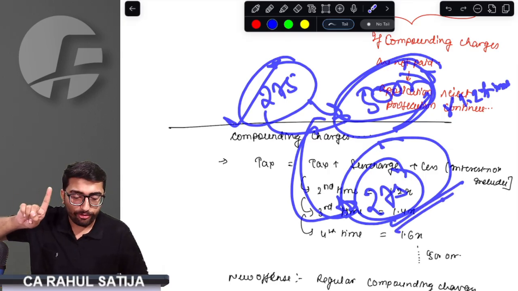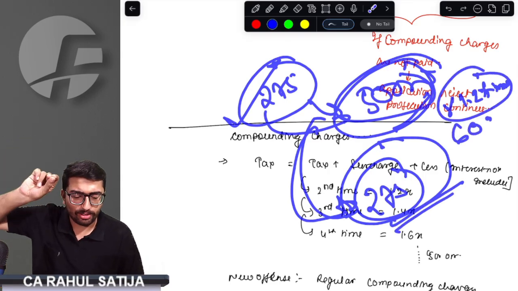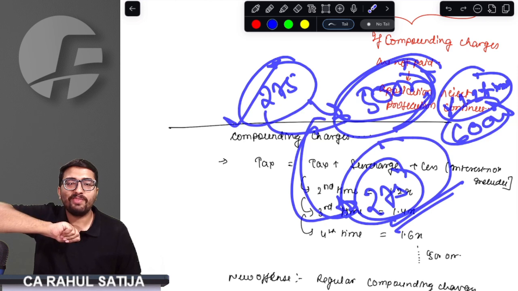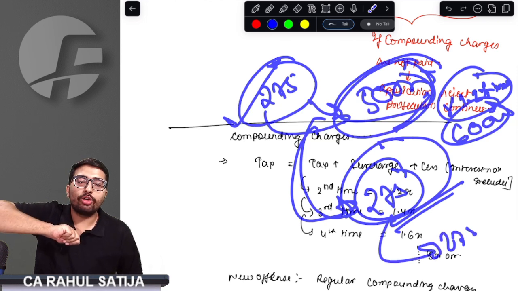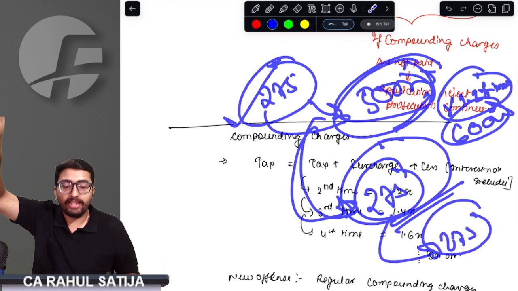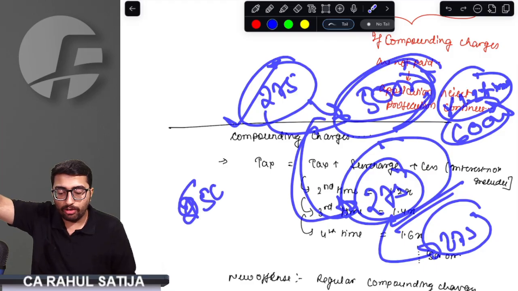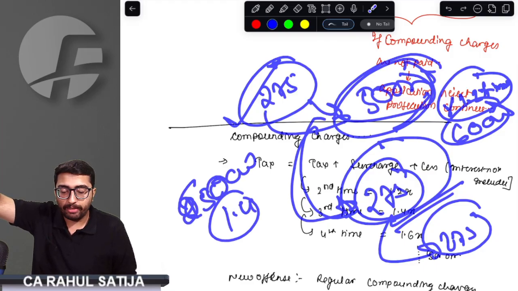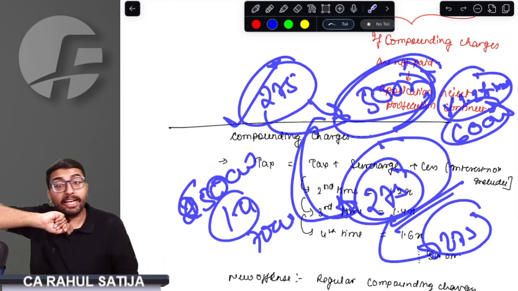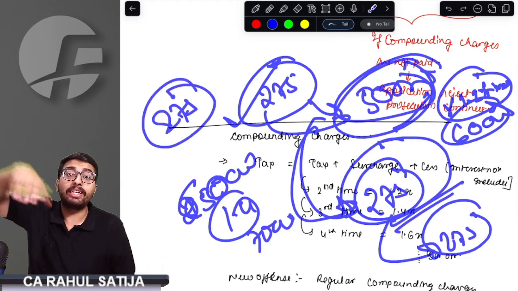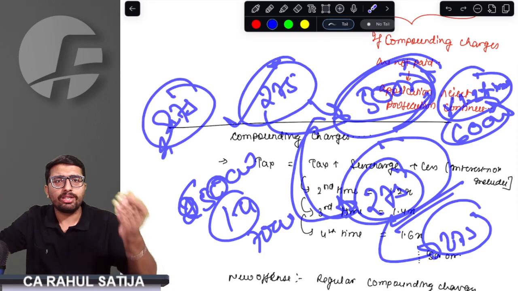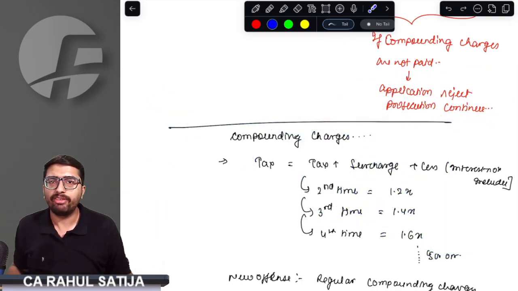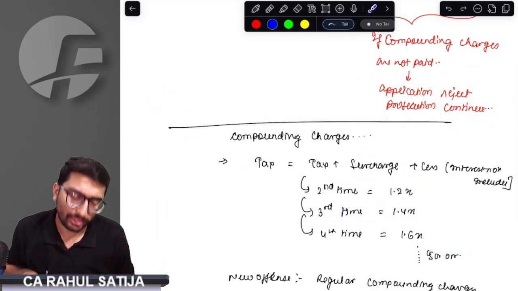Now, whatever amount you have to pay, for example 60,000, you paid. Now, again for next year, you have committed an offense under section 275. Then whatever the compounding charges are now, 50,000 rupees, you have to pay 1.4 times. That means 70,000 you have to pay. Again, if you are prosecuted for the same section next year, then 1.6 times. So your compounding charges will increase every year.